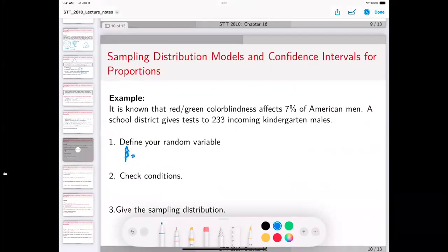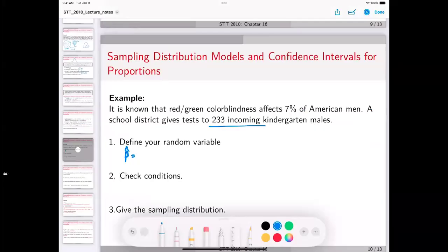Now, when you read the problem, it doesn't say anything about randomization, or anything about independence. So we are going to assume that. Is that okay? We are going to assume that it's independent, and also these 233 people were selected at random. Is that okay?